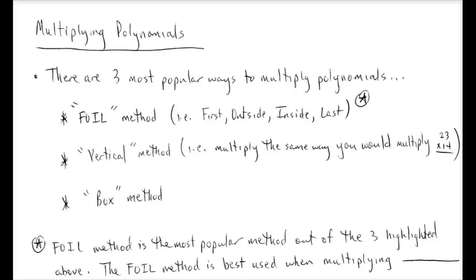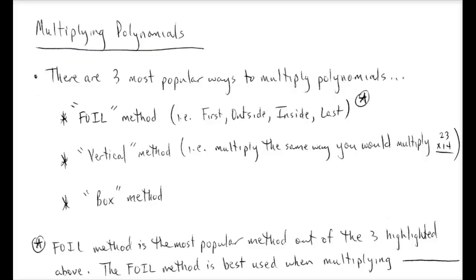All right, so now what we want to do is move on to multiplying polynomials. And so when we multiply polynomials, there are three ways that I at least know of for working these out. And so the most popular way is using the FOIL method. And the FOIL method is just a way of ordering how you multiply two binomials together. And it's called the first, outside, inside, and last. And I'll go over what that looks like here in just a second.